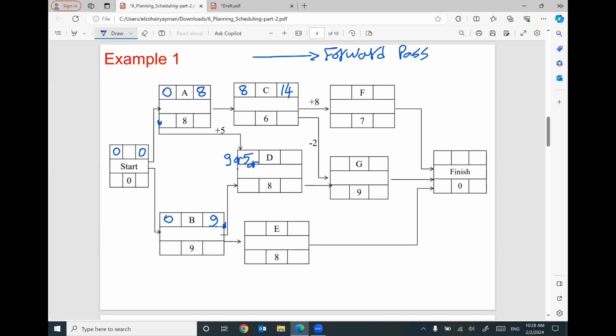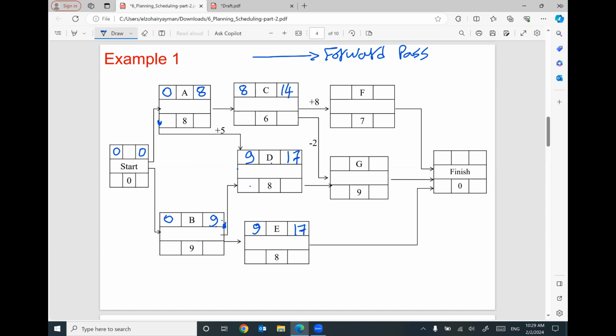So I have two options. I can use 5 based on the relationship between D and A. I can use 9 based on the relationship between D and B. We are moving forward. That means I'm going to use the biggest number, which is 9. That makes sense? 9 plus 8 equals 17. For activity E, direct relationship with activity B. So the end of activity B, 9, will be the start of activity E. 9 plus 8 will be 17.